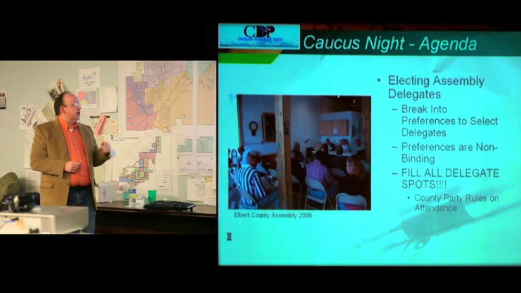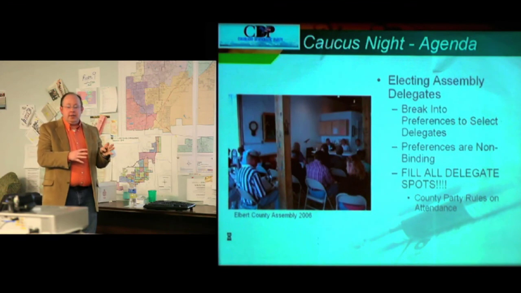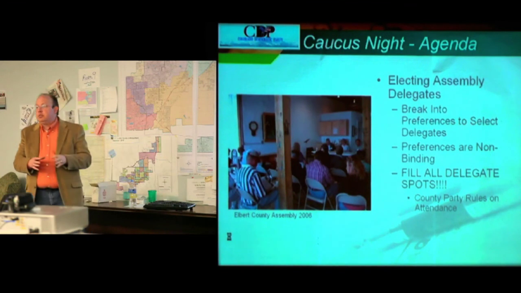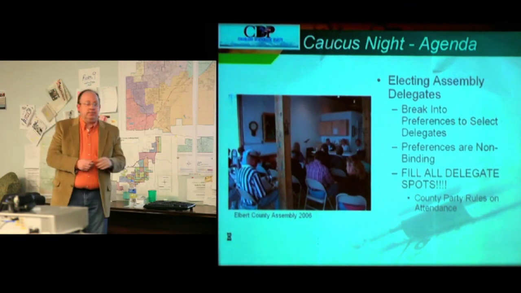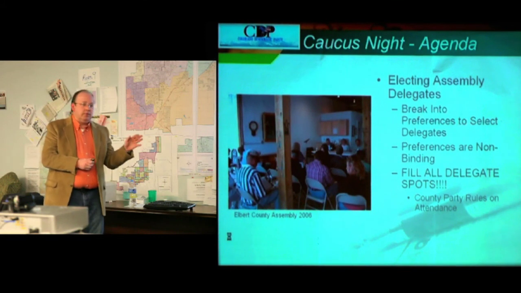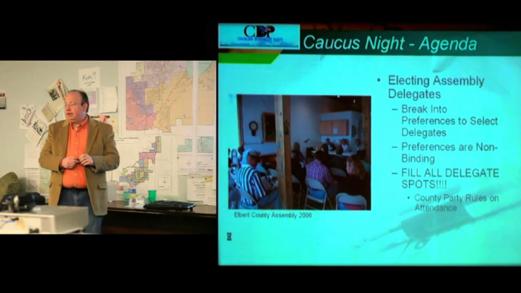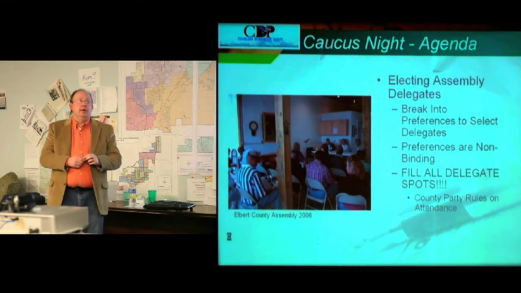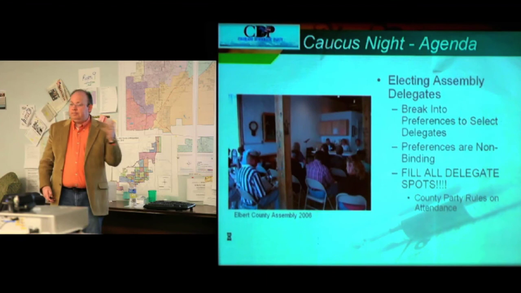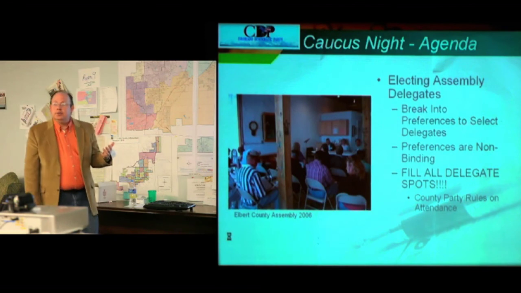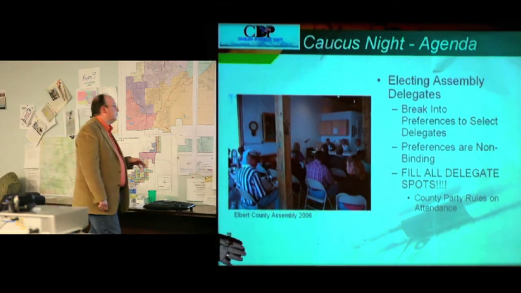The preferences of the people whom you elect are non-binding. In other words, if you elect someone as a Romanoff delegate to the county assembly, they can show up at the county assembly and vote for Bennett. There's nothing binding about that preference. Now, they're going to take a lot of heck from people who helped elect them, but they're representative of that group. The reality is they can vote their conscience at any level of this process.